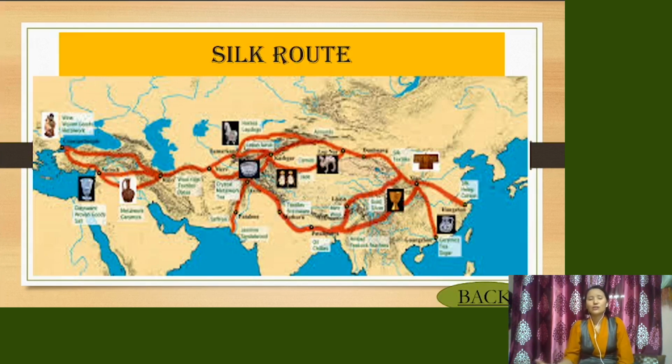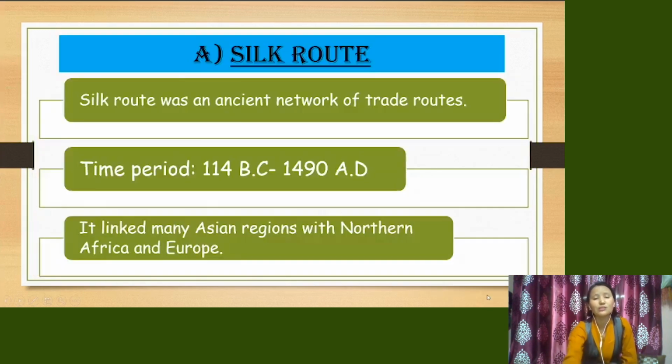One region was connected with another region. In the case of Asia, this Silk Route helped the Asian continent connect with other continents called Europe and Africa. So Silk Route is one of the most important routes through which people moved from one place to another. At the same time, goods were transported through this Silk Route.